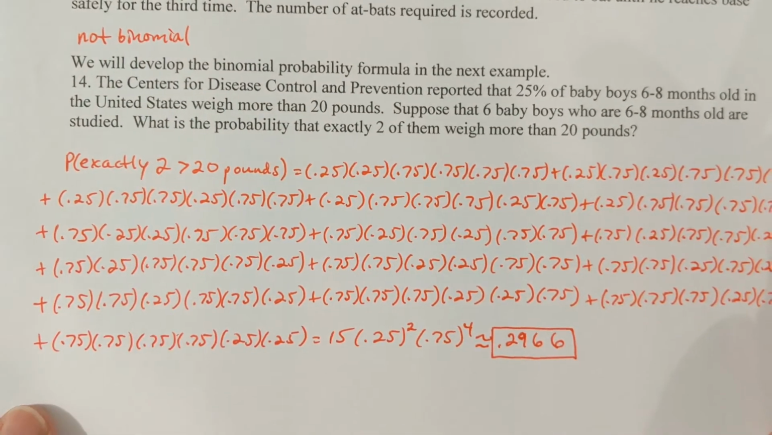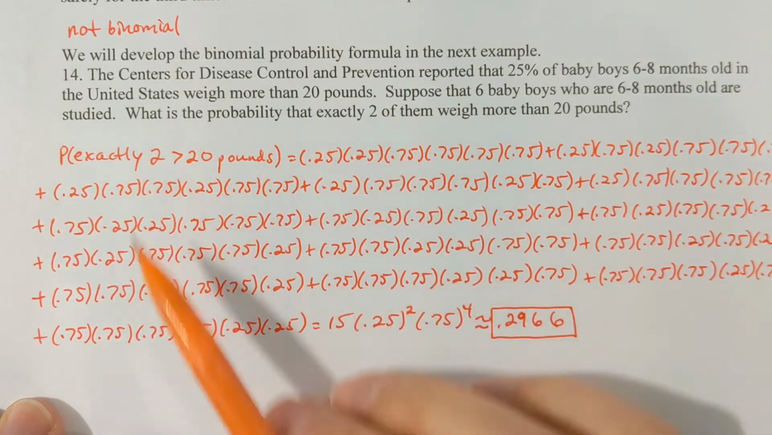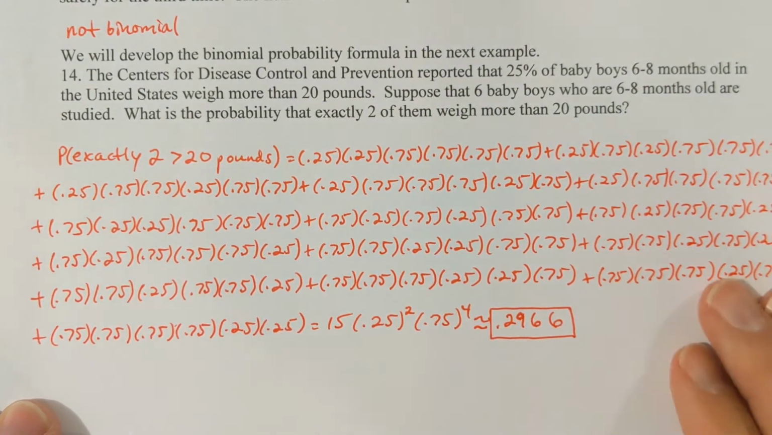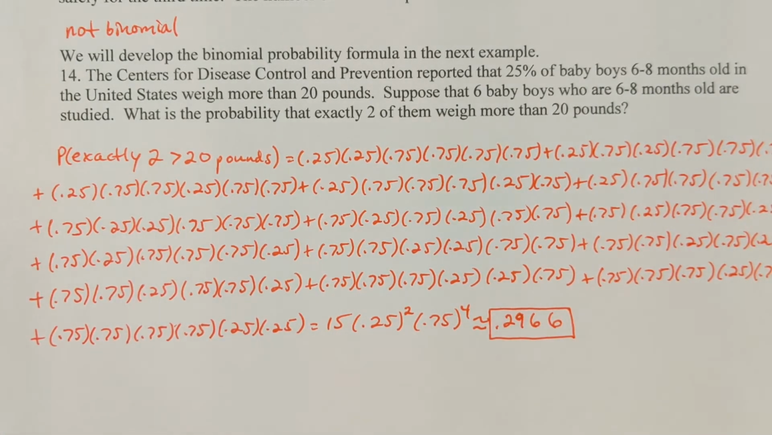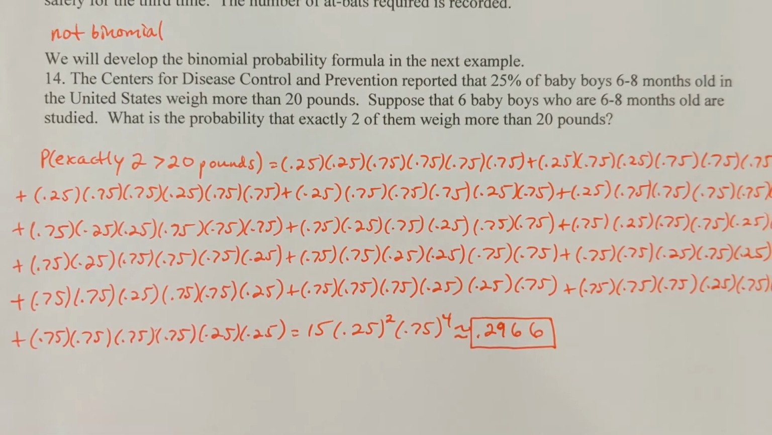Okay. Now there's a formula that we'll be using, the binomial probability formula, and I want you to kind of see where that's coming from in this problem 14. The Centers for Disease Control and Prevention reported that 25% of baby boys 6 to 8 months old in the U.S. weigh more than 20 pounds. Suppose that 6 baby boys who are 6 to 8 months old are studied. What is the probability that exactly 2 of them weigh more than 20 pounds?